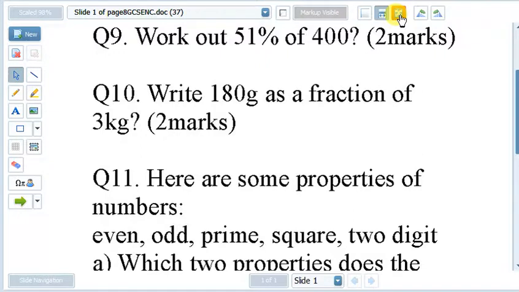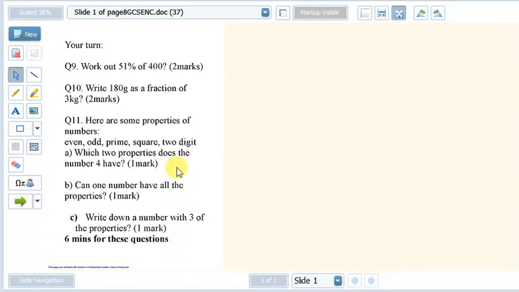Okay, so question 9, and this is your turn. So again, write down the question and have a go at it. So question 9 is work out 51% of 400. You've got 2 marks for that one. So again, there will be 1 mark for working out in an exam. So just get in the habit of whatever you think, write down on the page and try and get it in a logical manner. Question 10. Write 180 grams as a fraction of 3 kilograms. And again, that's 2 marks, so if you think it, write it.